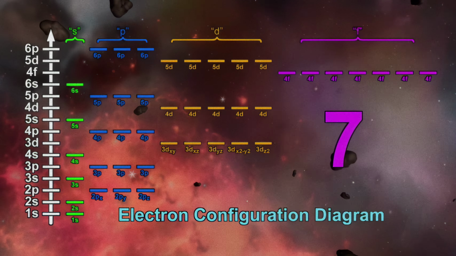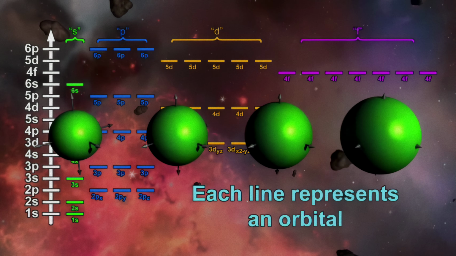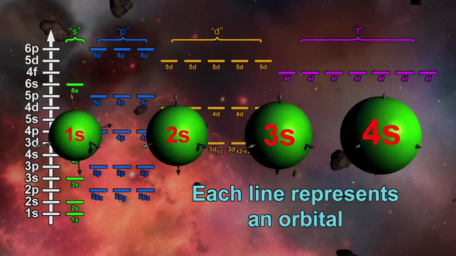For now, let's just focus on what this diagram represents: the orbitals, and each of these lines abstractly represents an orbital. For example, the first line on the electron configuration diagram is the 1s orbital, and it is a sphere. This is where the first 2 electrons of an atom can be found 90% of the time. In addition, all of the s orbitals are shaped like spheres.